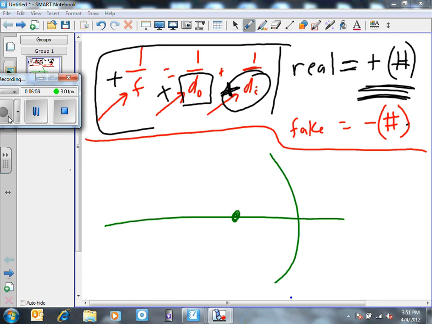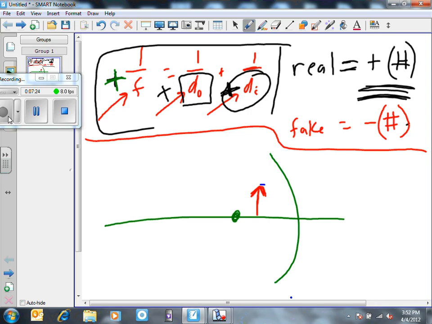Yeah, it's a real focus. Energy truly is focusing at that point. So in this case, the F here would be a positive number again. Okay. Now if I put my object right here and do a ray tracing, this one's a little bit harder.